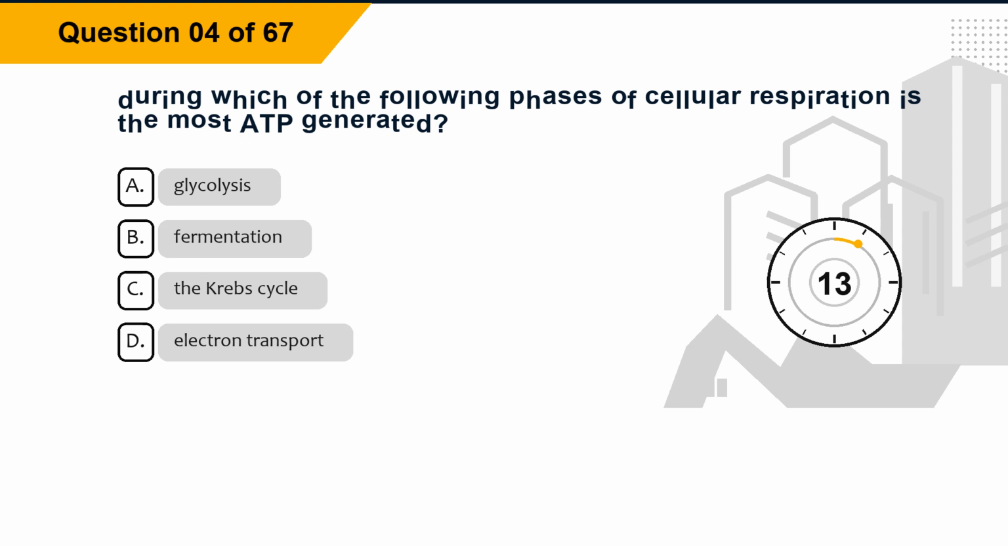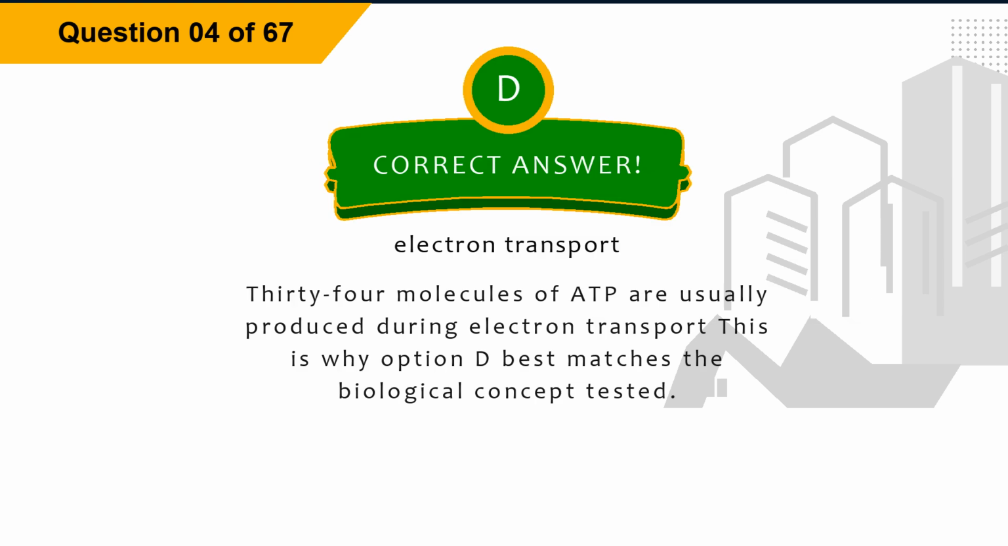Question 4. During which of the following phases of cellular respiration is the most ADP generated? Option A, glycolysis. Option B, fermentation. Option C, the Krebs cycle. Option D, electron transport. The correct answer is option D, electron transport. Explanation. 34 molecules of ATP are usually produced during electron transport. This is why option D best matches the biological concept tested.